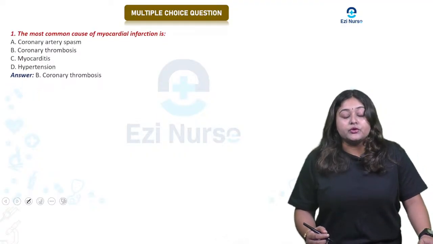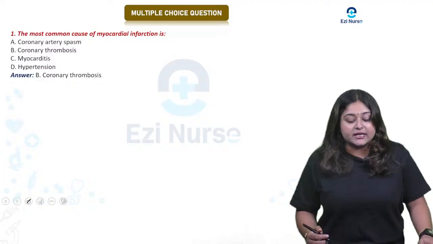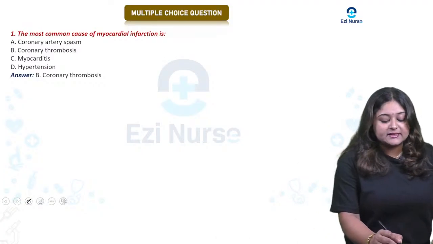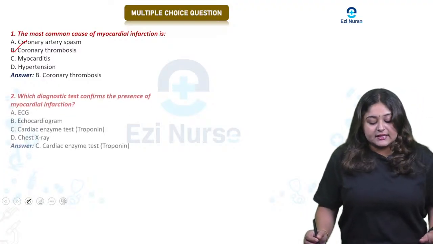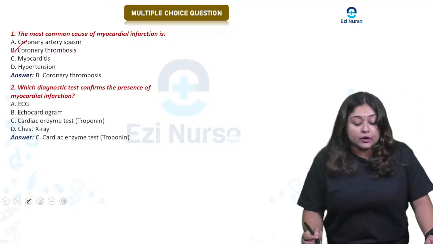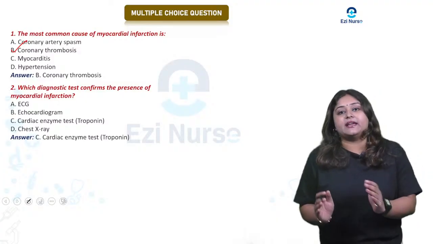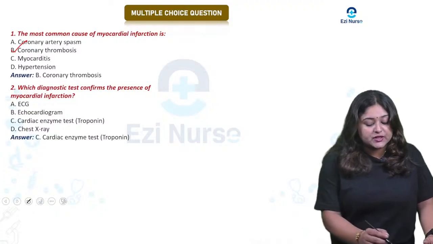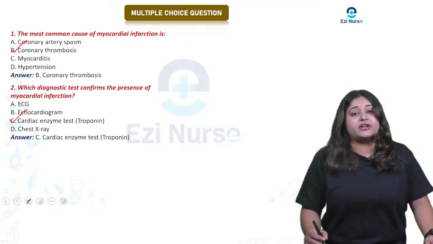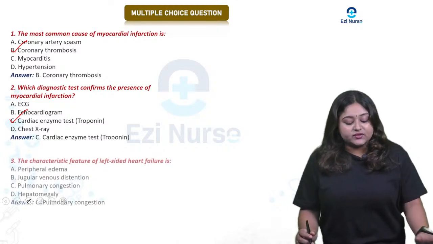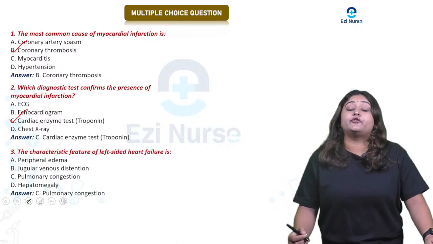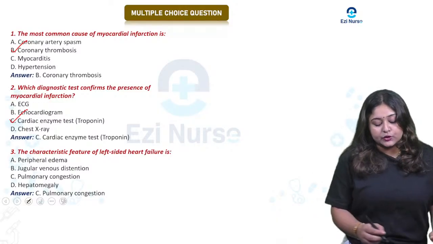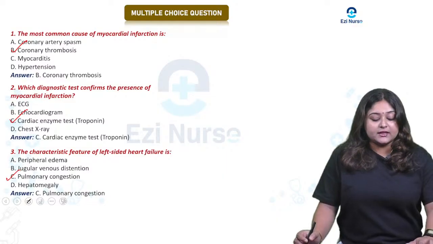The most common cause of myocardial infarction is, these are your options, and the answer is option B, that is coronary thrombosis. Next, which diagnostic test confirms the presence of myocardial infarction? The answer is option C, that is cardiac enzyme test as well as troponin. Next, the characteristic feature of left-sided heart failure is, and the answer is option C, pulmonary congestion.